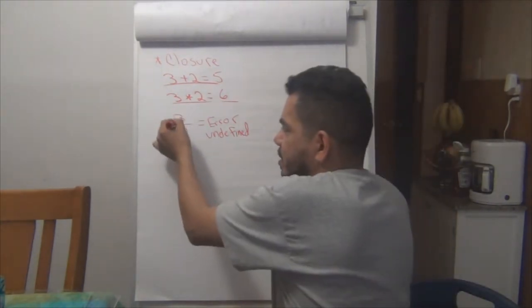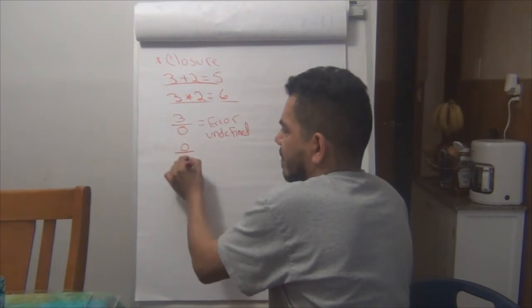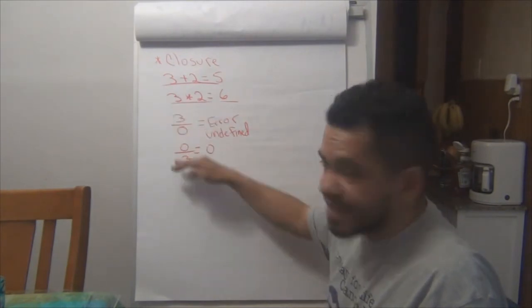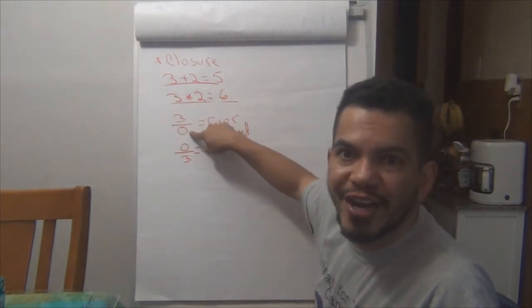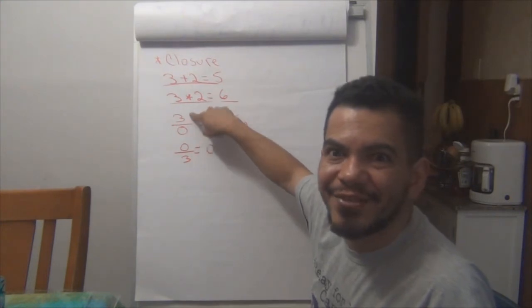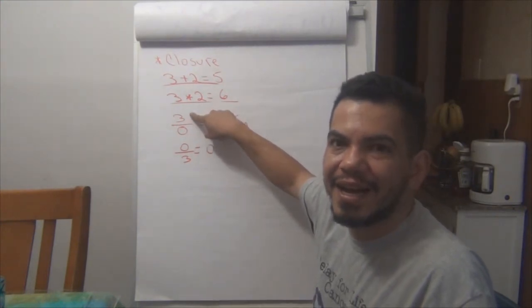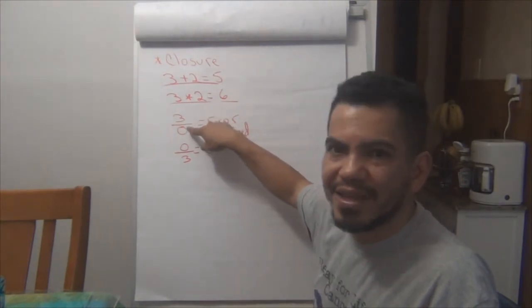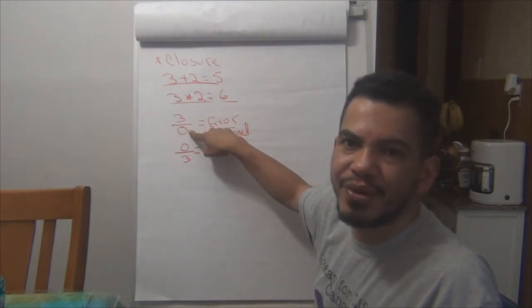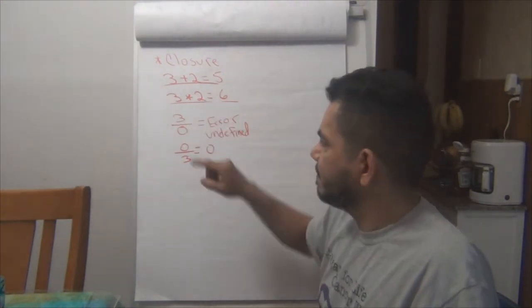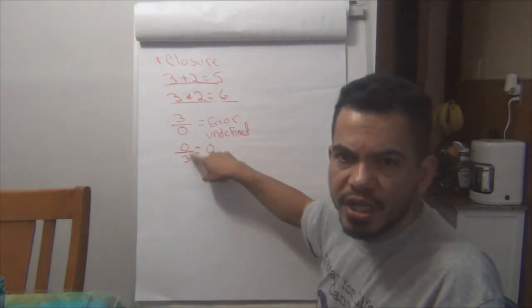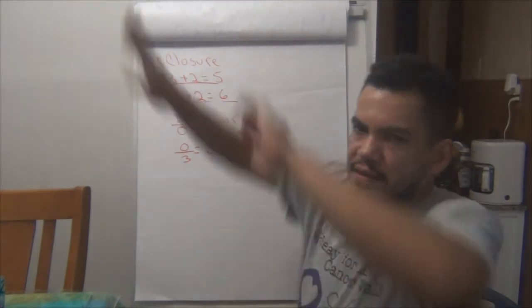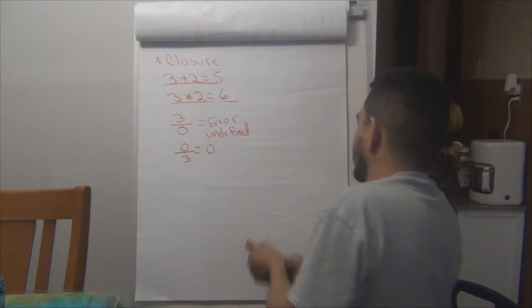Now, do not confuse 3 divided by 0 with 0 divided by 3. 0 divided by 3 is 0. Example, if you have 0 friends and you have 3 cookies, and you're supposed to divide the cookies between your friends, how many cookies does each friend get? Wait, you got no friends. Poor thing, sad. But if you have 0 divided by 3, you got no cookies, but you got 3 friends. How many cookies does each friend get? 0, because you got no cookies. Okay, so that's closure.